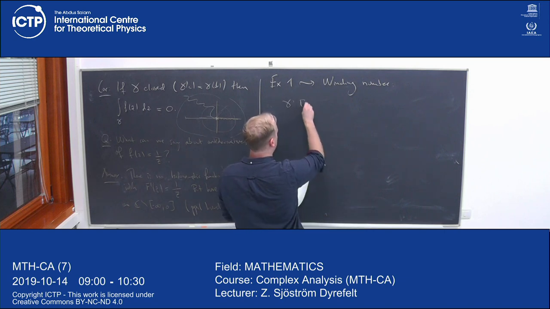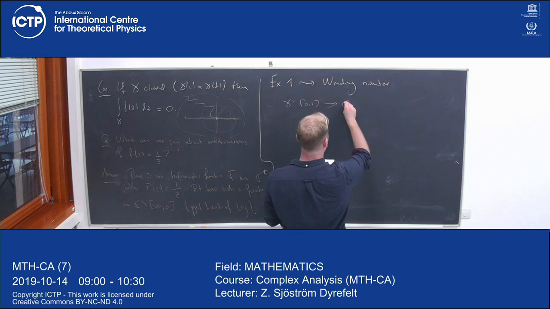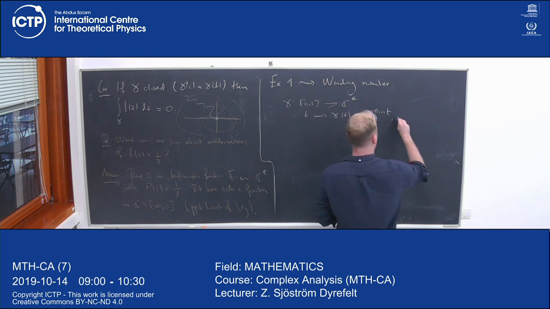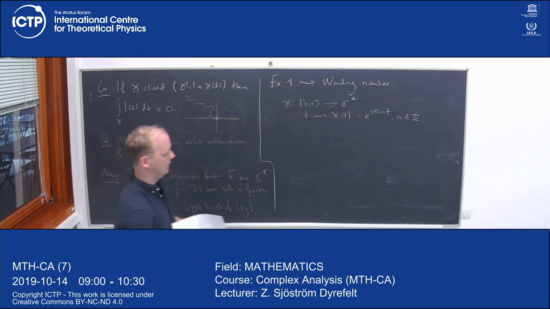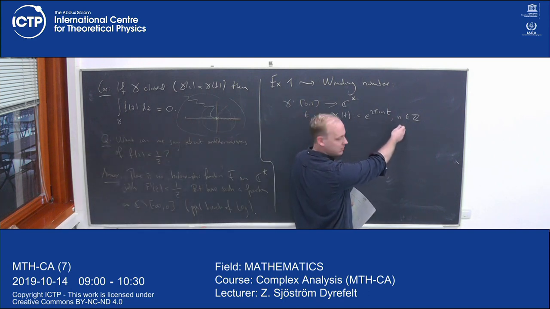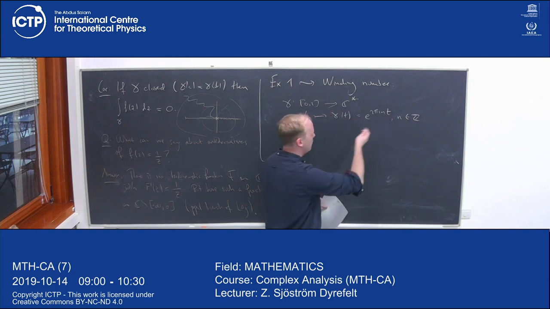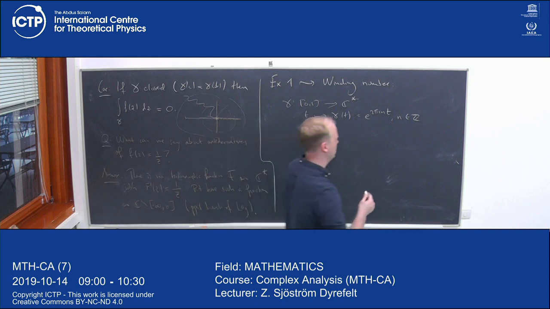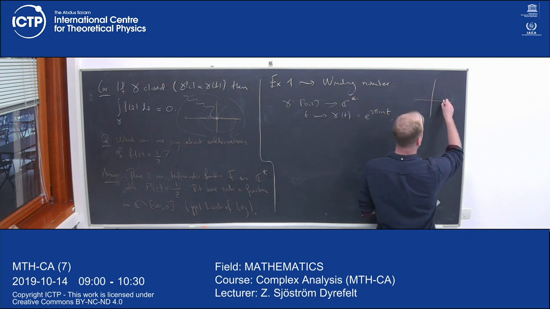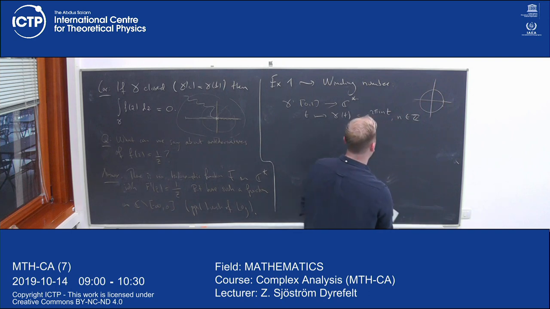So you have gamma from, let's now take [a,b] to be [0,1], to C star, t to gamma of t, defined to be e to the 2 pi i n t, where n is in Z. So let's say I take n to be 7, or any integer. So what is this path actually? If we draw it, this is always on the unit circle. If I take n to be equal to 1, this would be simply this path.